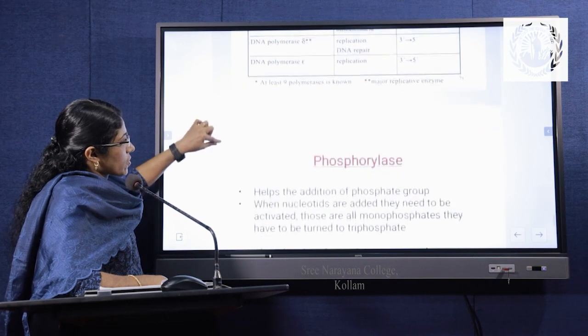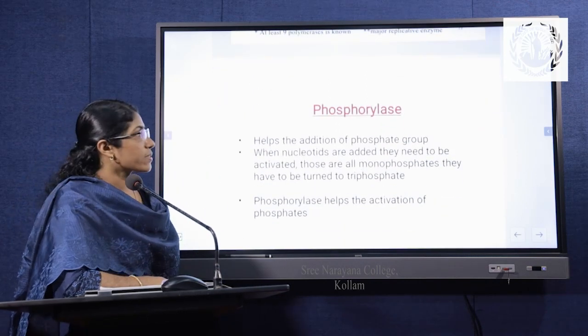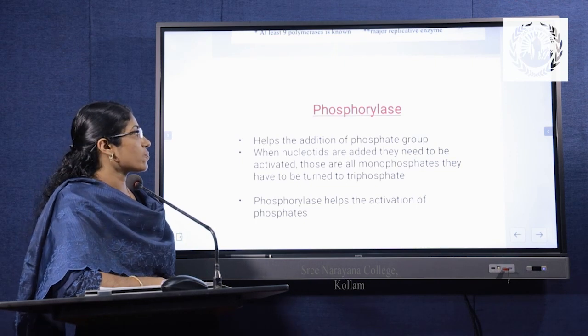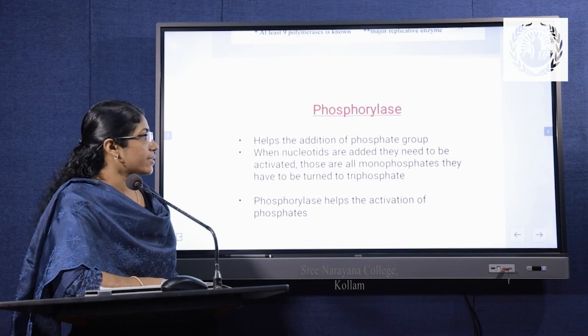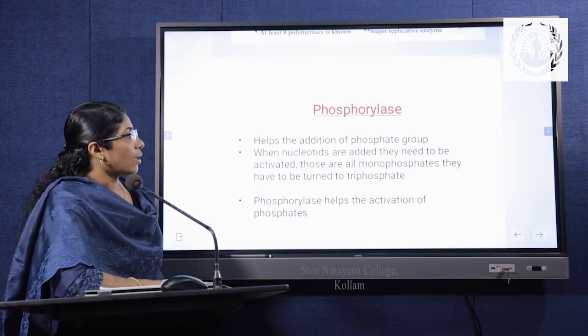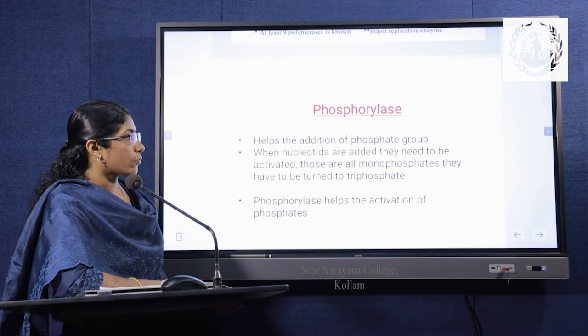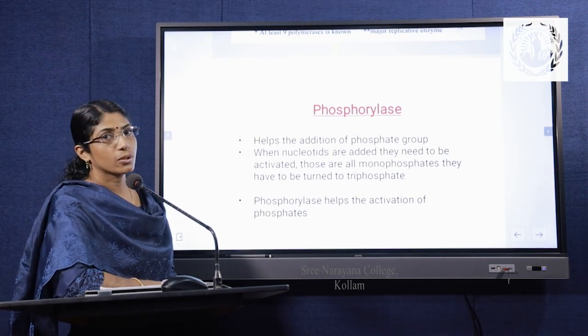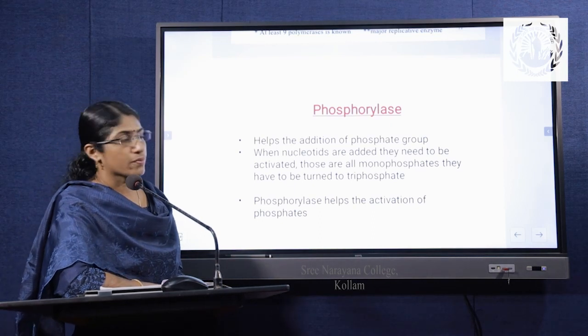Then coming to the last enzyme, phospholase, which helps the addition of phosphate groups. When nucleotides are added, they need to be activated. They are added in the form of monophosphates, and they have to be turned into triphosphates. So phospholase helps the activation of phosphate molecules.